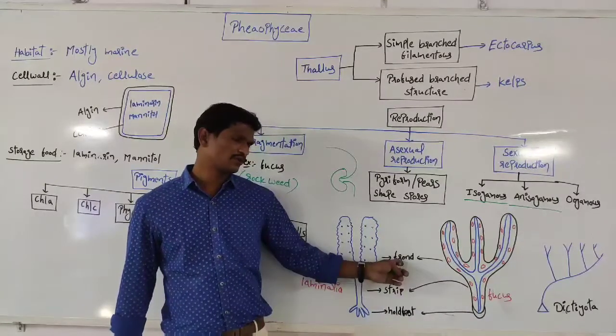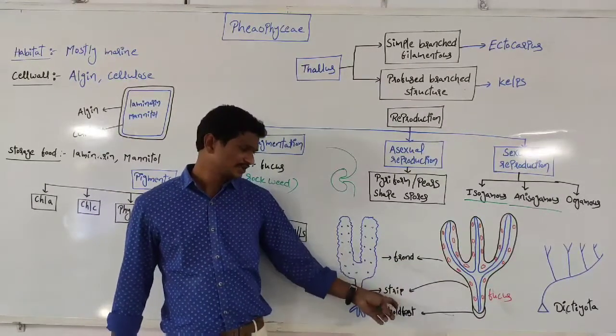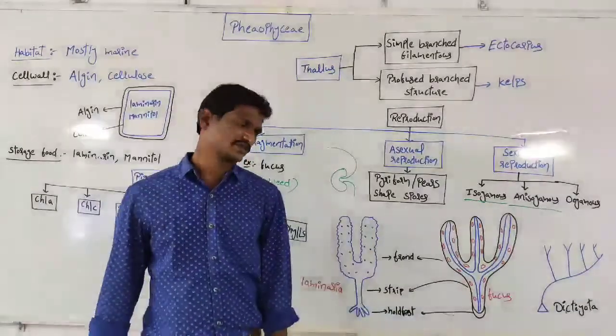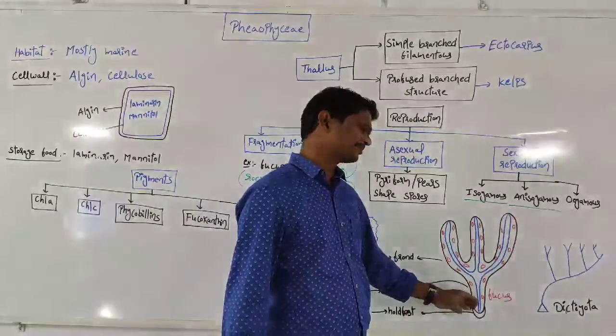So this one is called a frond. The leaf-like structure is called a frond, and the stem-like structure is called a stipe. Root-like structures are called holdfast. Right? Here there is a Fucus.